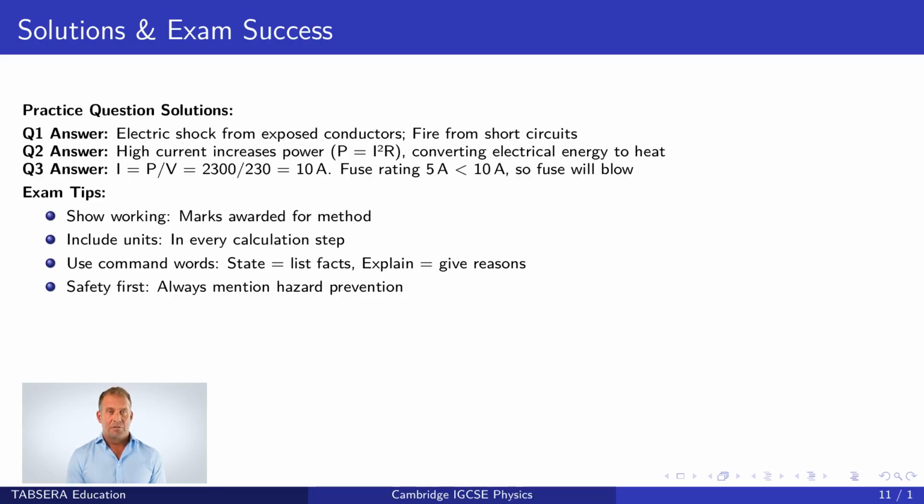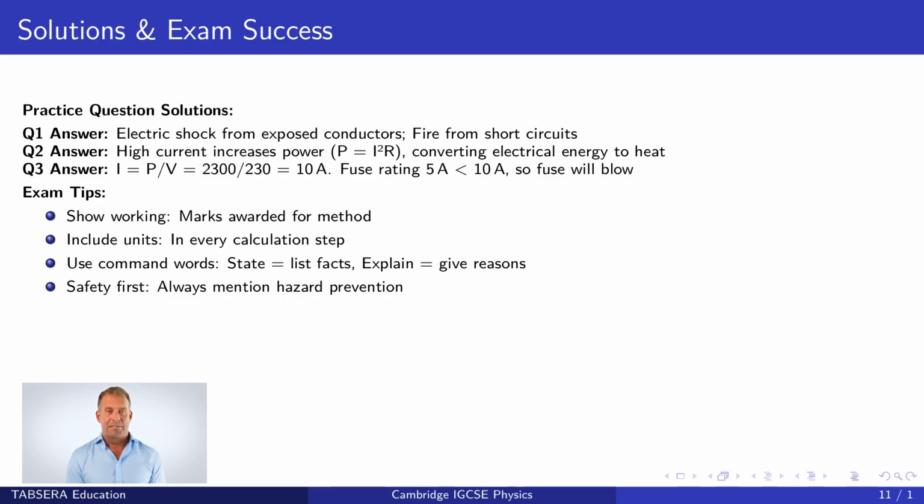Let's review the solutions. For question 1, the answer is electric shock from exposed conductors and fire from short circuits. These are the two main hazards when insulation fails. For question 2, we explain high current increases power according to P equals I squared R, converting electrical energy to heat energy in the conductor. For question 3, we calculate I equals P divided by V equals 2,300 divided by 230 equals 10 amperes. The fuse rating of 5 amperes is less than 10 amperes, so the fuse will blow to protect the circuit.